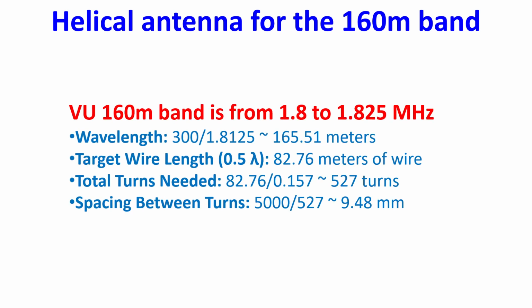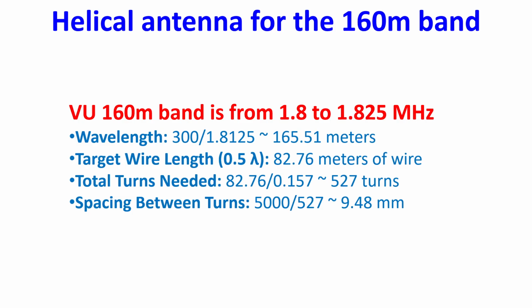Moving to the VU160 band, which is from 1.8 to 1.825 MHz only. The narrow 25 kHz window makes perfect sense for your regional allocations, and it actually works entirely to your advantage here. Normal mode helical antennas have inherently narrow bandwidths, often right around 20 to 30 kHz on the 160 meter band. This means once you tune it to the center of your band, you likely won't need an antenna tuner to cover the rest of that specific segment.